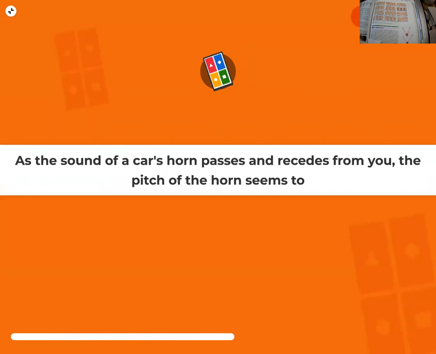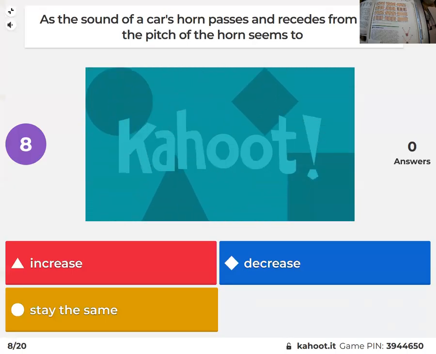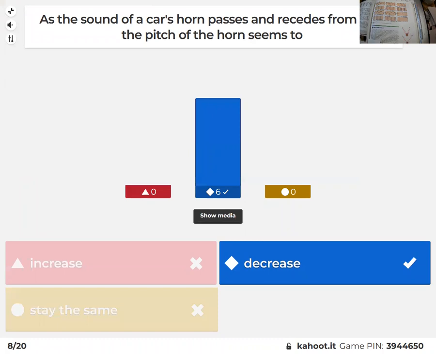The sound of a car horn passes and recedes away from you. What happens to the pitch? Meow. Meow. Yeah, that pitch is going to decrease. It's got a decreasing frequency.